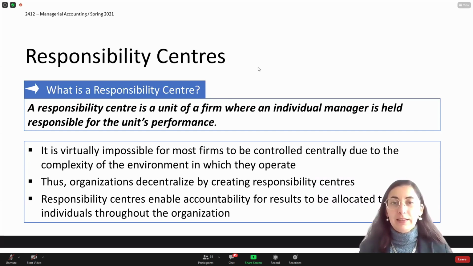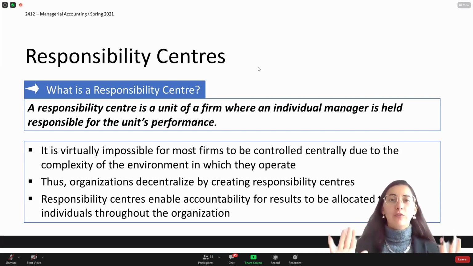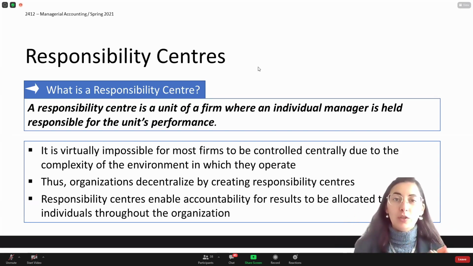So, responsibility centers. What is a responsibility center? It is a unit of a firm. When we look at the firm, it's a unit of the firm in which we have an individual manager that is responsible for that unit's performance.